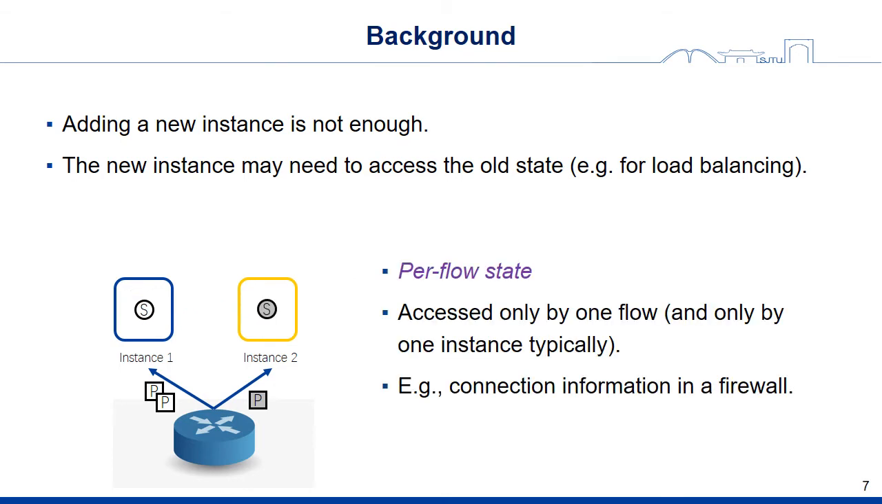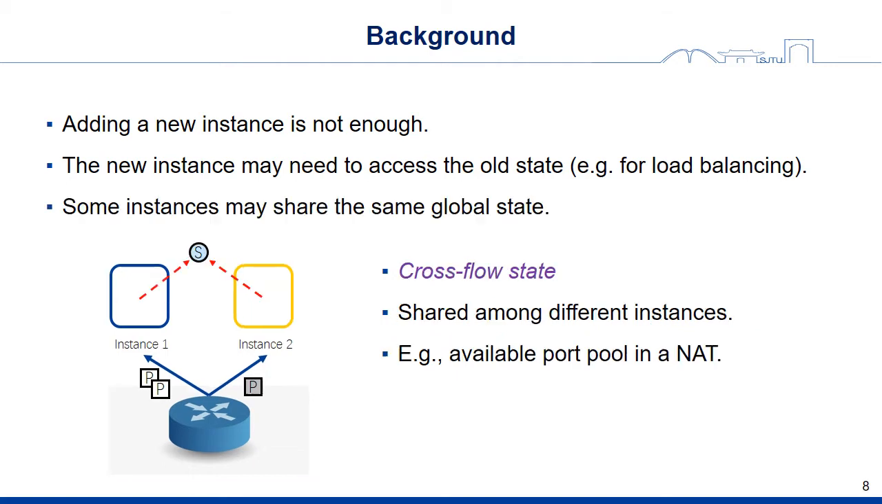What is the state in NFs? It can basically be categorized into two types, according to whether it is required by multiple flows. Therefore, we call the two types per-flow state and cross-flow state. Typically, multiple instances don't process the same flow, so the per-flow state can be partitioned across instances. Unlike the per-flow state, the cross-flow state is required by multiple flows. For example, the pool of available ports in the NAT.